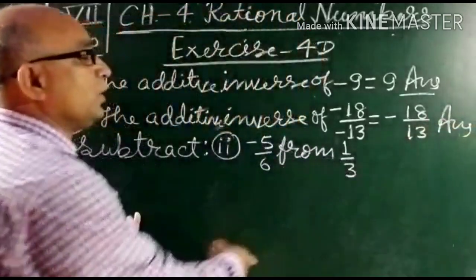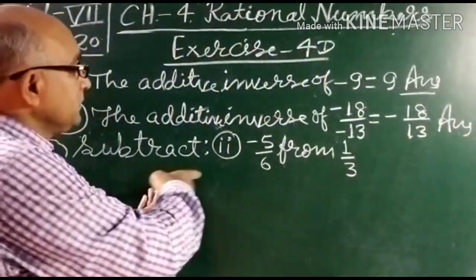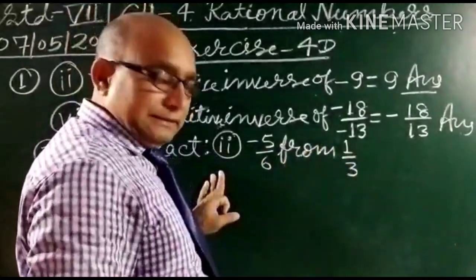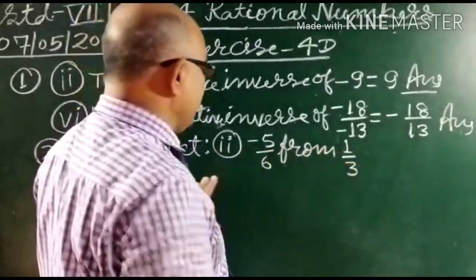Answer. Now question number 2 is right on this board. Subtract minus 5 by 6 from 1 by 3.